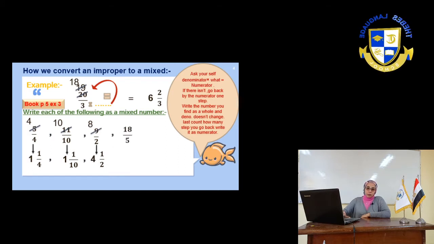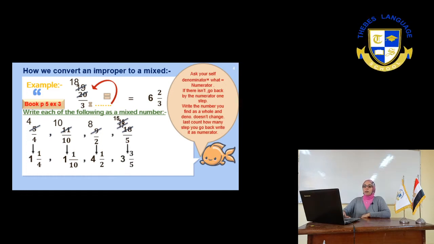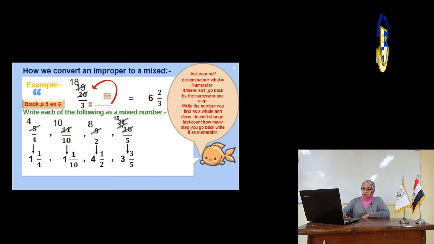18 over 5. Ask yourself, 5 times what equals 18? There is no. Go back one step. It will be 17. 5 times what equals 17? We haven't. It will be 16. Again, 5 times what equals 16? There is no. Go back one step. It will be 15. 5 times what equals 15? 5 times 3. So the whole will be 3. And the denominator as it is, 5. And count how many steps we went back. We went back 3 steps. So the numerator will be 3. The new mixed number will be 3 and 3/5.